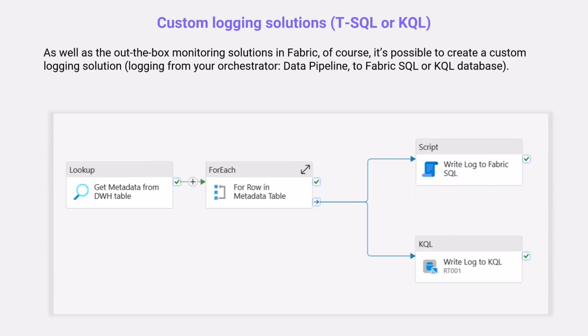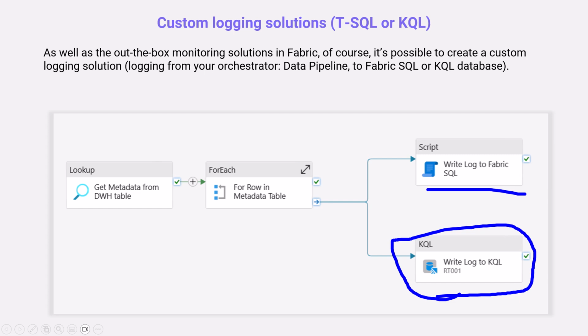Now, as well as the out-the-box monitoring solutions, obviously this is a Microsoft Fabric exam, so the focus is going to be on the out-the-box monitoring solutions, but you're well within your right to build custom logging solutions if you've got more unique requirements, or you want to log different stuff to what you get out the box or at different intervals, for example, then you can always build your own logging solution. Very simply, you can use a script activity. Perhaps you want to write to a Fabric SQL database. That can be your logging engine that you want to write to, or you can write to a KQL database directly from your data pipeline is another way to go.